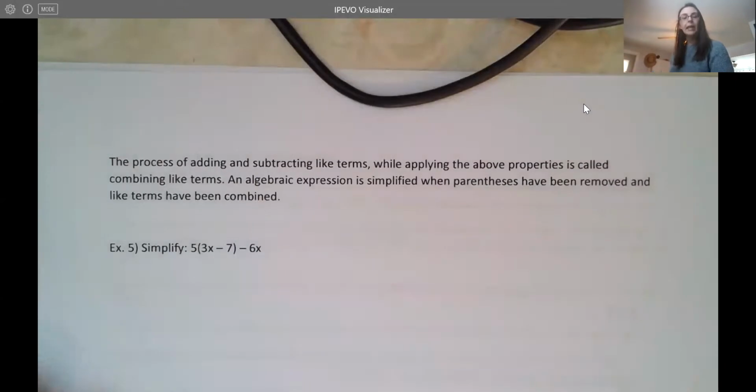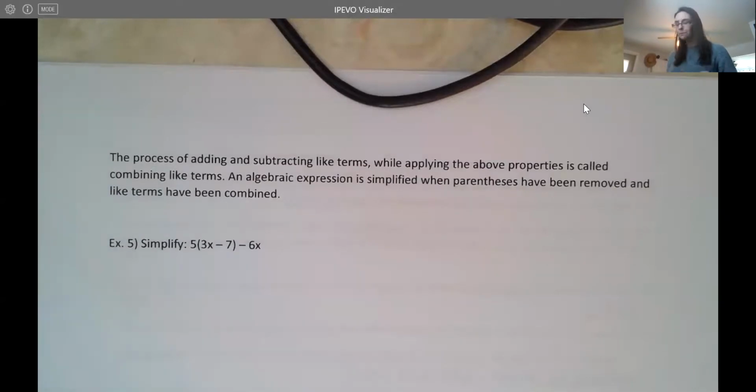All right. Now, the process of adding and subtracting like terms while applying the above properties is called combining like terms. So when we add or subtract like terms together, we just use the word combining. So we combine like terms. We also like to use the word simplify. So simplify just refers to any sort of process that makes the problem simpler, right? So clearing your parentheses, combining like terms, etc.